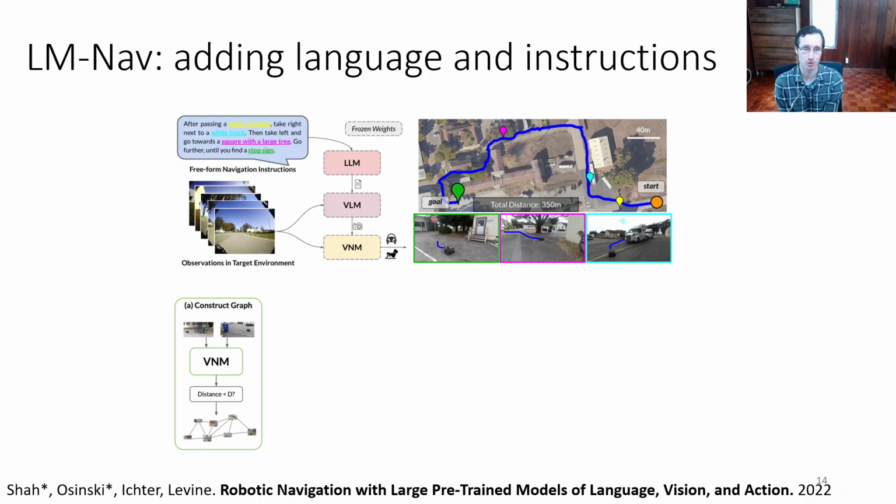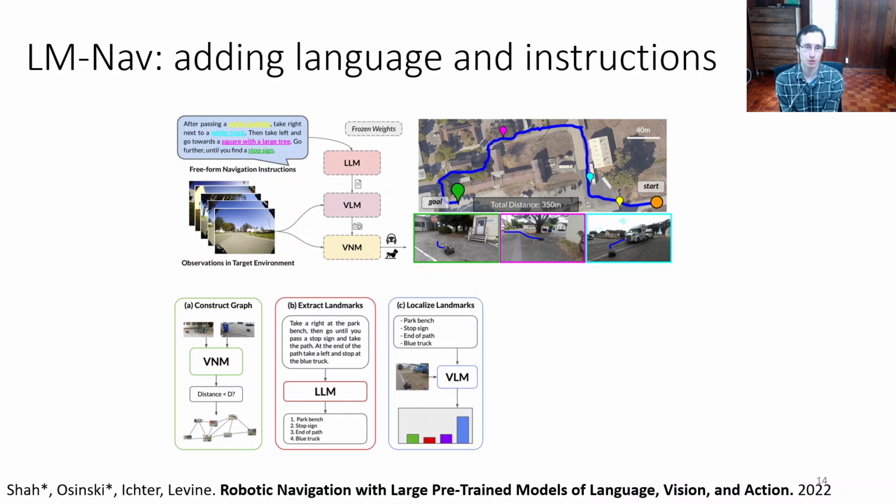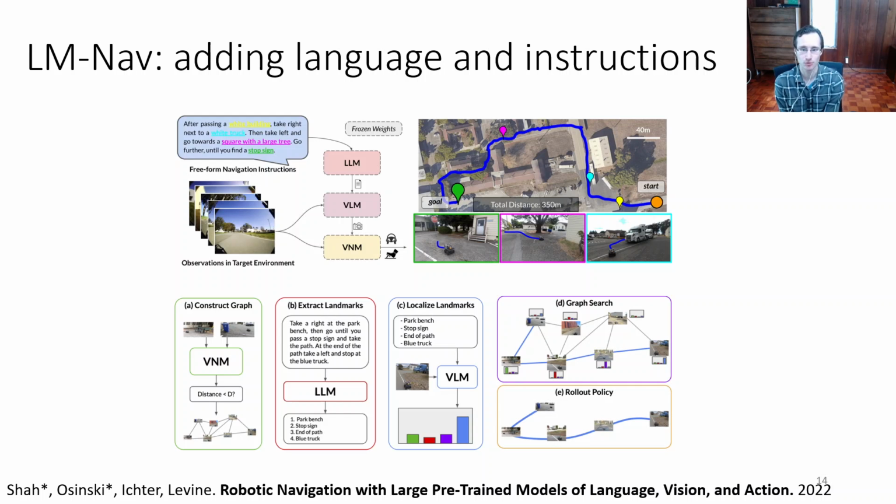When this work came out, this was actually one of the first works that used large language models for navigation. And the steps are pretty simple. Construct the graph using the visual navigation model from before, like exactly this Viking model. Extract the landmarks using a language model. Attach those landmarks to nodes in the graph using a vision language model like CLIP. And then perform a graph search that takes into account the probability of visiting the landmarks in the order specified in the language instruction and in a way that leads to a short and successful path.